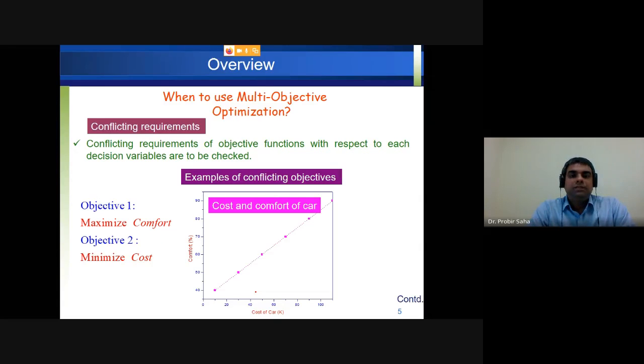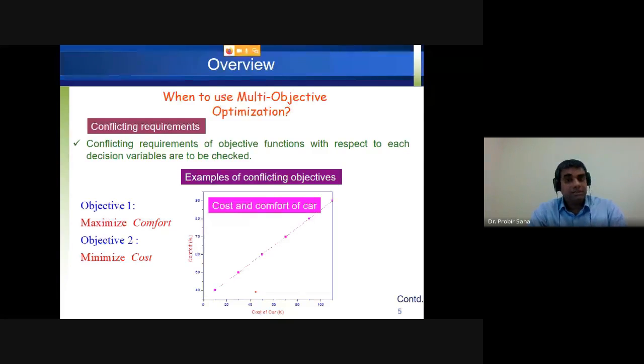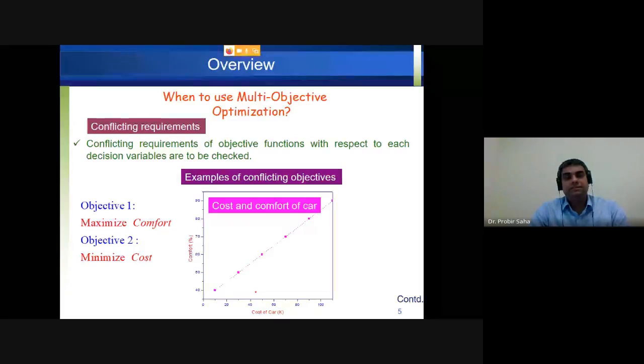Now, when to use multi-objective optimization? That is very important, and even in IIT Patna, I have seen several times that students have this misconception: that if I have more than one objective, we call it a multi-objective optimization problem. But is it the case? The answer is definitely no. If you have multiple objectives with respect to some decision variables, you cannot say it is a multi-objective optimization unless you check the conflicting nature of the objective functions with each and every decision variable.